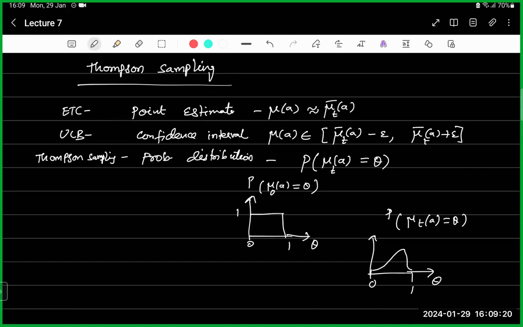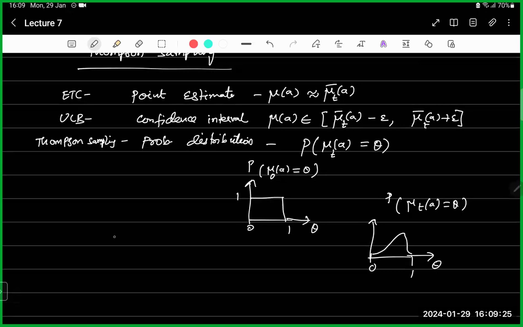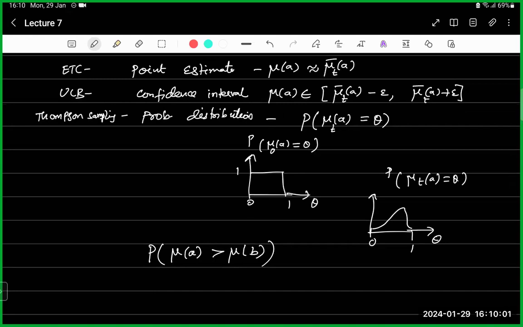Yeah. So one way to do that is, you want to play the arm which has the higher true mean, right? That's what you want. So at any point of time, can we calculate the probability that the true mean of arm A is greater than the true mean of arm B? Let's say you want to calculate this. So for arm A, there will be some true mean distribution. For arm B, there will be some true mean distribution.